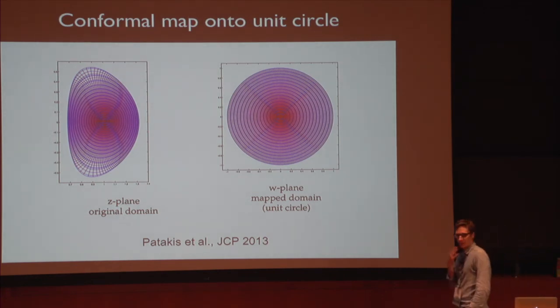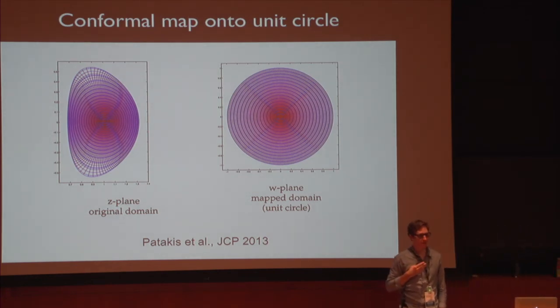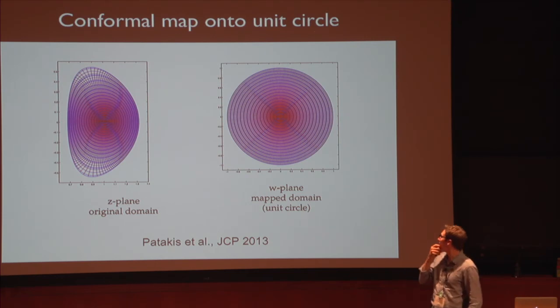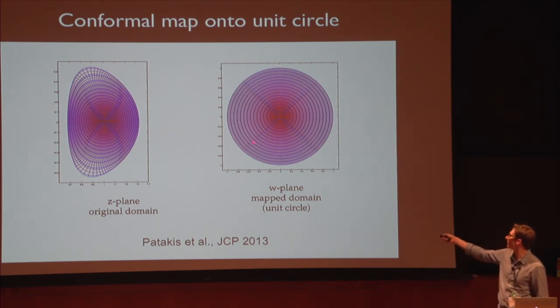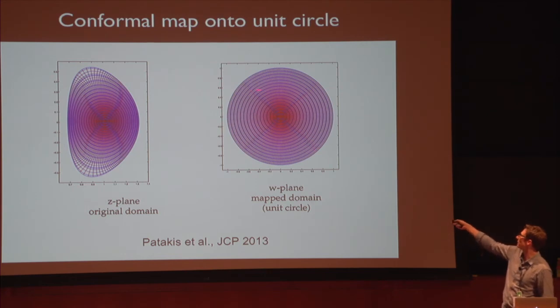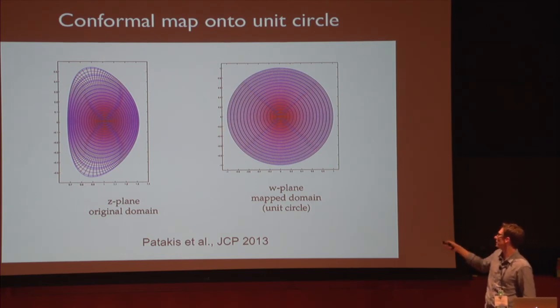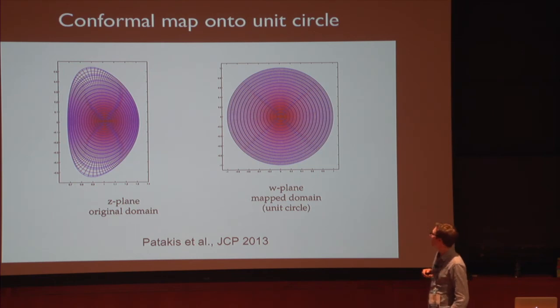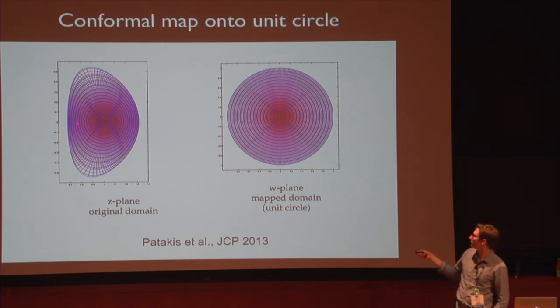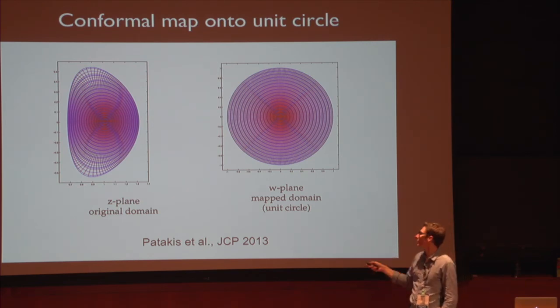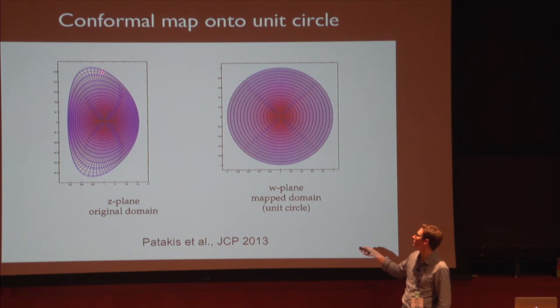So as usual, whenever you do something clever, there's always the possibility of things going wrong. One problem with something like this is that you have this nice uniform grid here in the mapped domain. But whenever you go back to the original domain and you look at which grid points this corresponds to, you can end up getting situations in which you have relatively few points sampling parts of your domain and a lot of points sampling other parts of your domain.